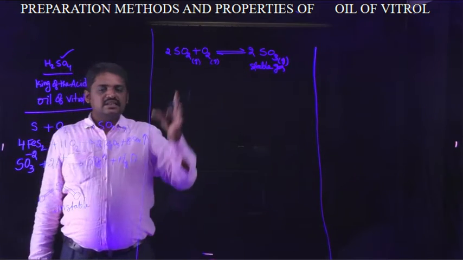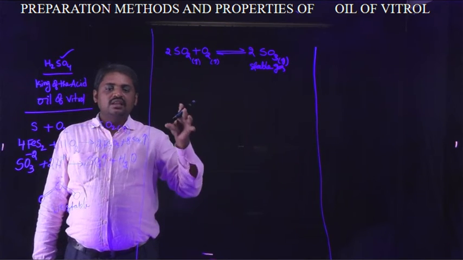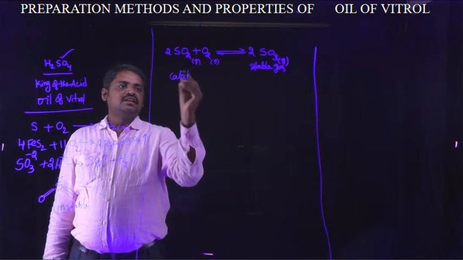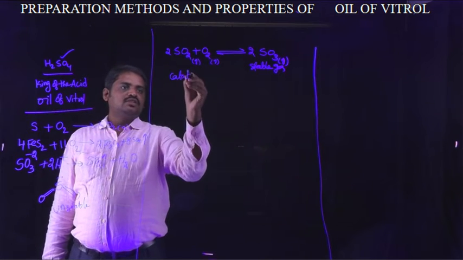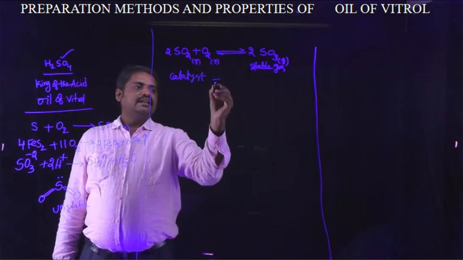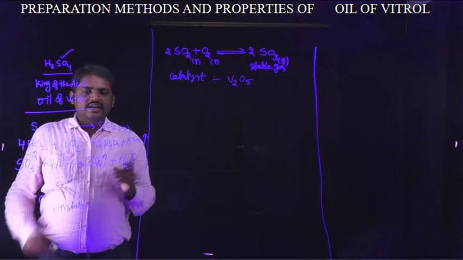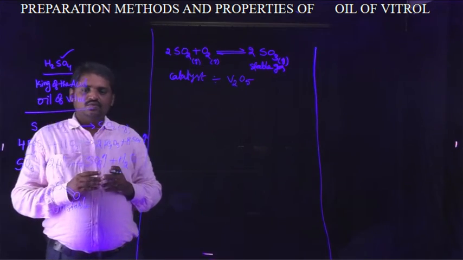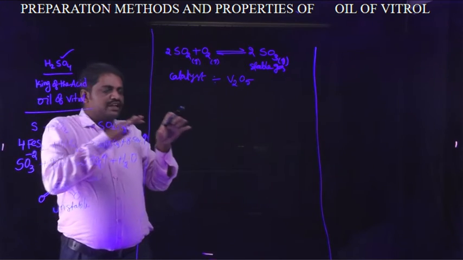Okay. So in this reaction, other components are involved, like a catalyst. This reaction rate is increased by using external components. The first one is the catalyst. In this reaction, the catalyst used is vanadium pentoxide. Vanadium pentoxide acts as a catalyst in this reaction. Why? What is the reason? Generally in this reaction, the reaction rate is very slow.